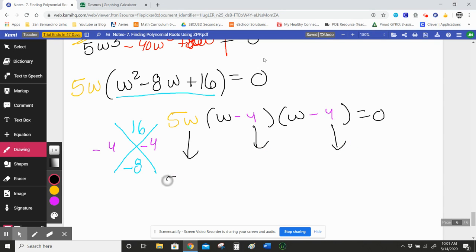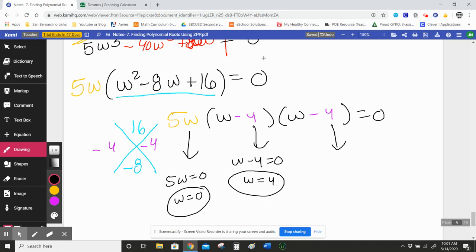So the first answer, when I say 5w equals 0, then w equals 0. Done. That's an easy problem to solve. My second one is w minus 4 equals 0. I have to solve that. I get w is equal to positive 4. Second one, done. My third one is exactly the same as the second one, right? w minus 4 is equal to 0, so that means that w is also equal to 4.